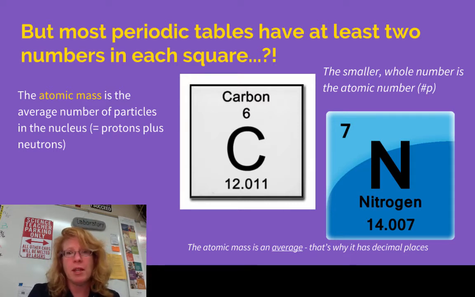So if we take a look at carbon, we look at its average mass as 12.011. That means the mass of the nucleus is roughly 12.011, or there are roughly 12 particles in there, 6 of which happen to be protons.